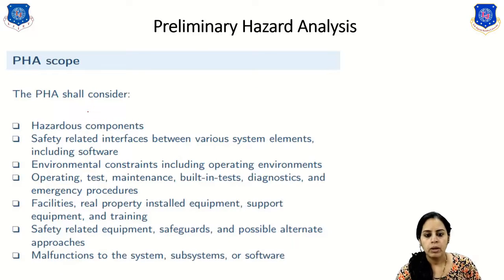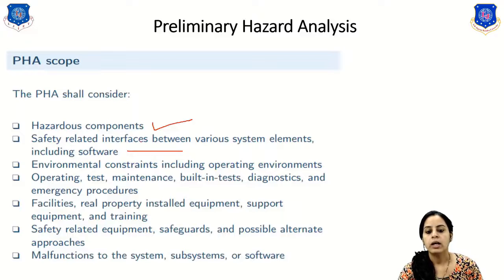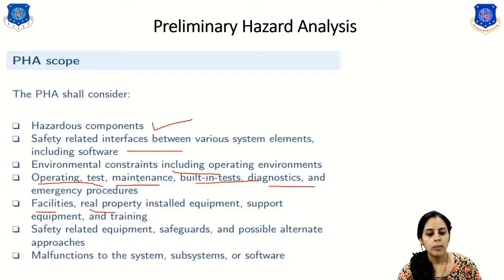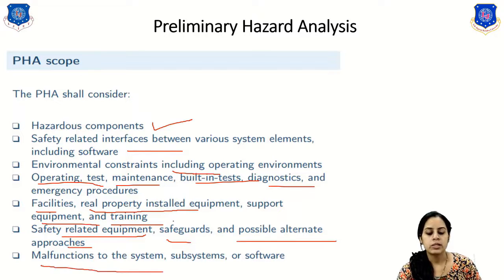The scope of the preliminary hazard analysis includes hazardous components, safety-related interfaces between the various system elements, including the software, and environmental constraints, including the operating environments. Then operating, test, maintenance, built-in test, diagnostic and emergency procedures, facilities, real property, installed equipment, support equipment, and training. Then safety-related equipment like safeguards, possible alternate approaches, and malfunction of the system, subsystem or software. So this is all about the preliminary hazard analysis.